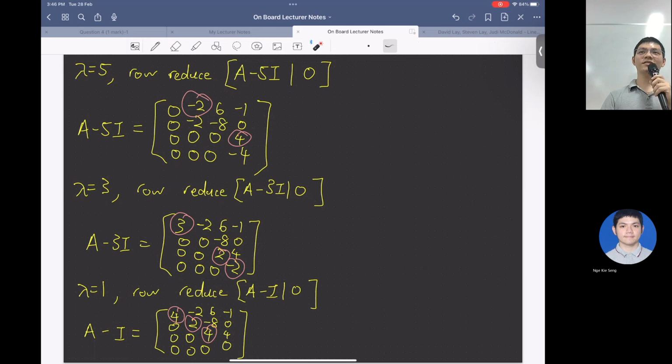And then, anyone managed to finish calculating the eigenvector? Anyone managed to compute the eigenvector? Okay, if not, never mind. You can keep doing it at home. I will show you the solution later.